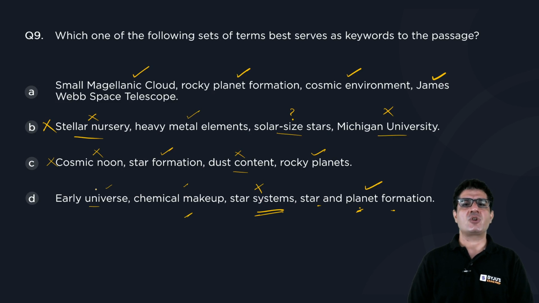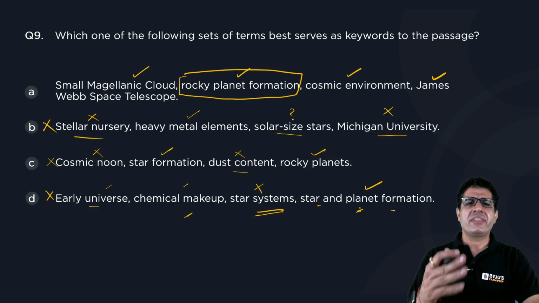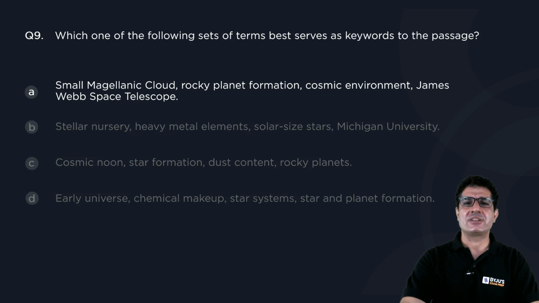Early universe again is not a keyword. We wanted to see whether the early universe had rocky planets or not. So in that sense, A still scores over D, and in fact there is another perspective of looking at it. We know that rocky planet formation is the heart of the passage. So if an answer choice does not have this, I believe it is definitely missing out on something very important and very crucial, and therefore can be ruled out. So keeping all of these things in mind, we can choose A as the best answer for this question without hesitation. So question number 9, A it is.